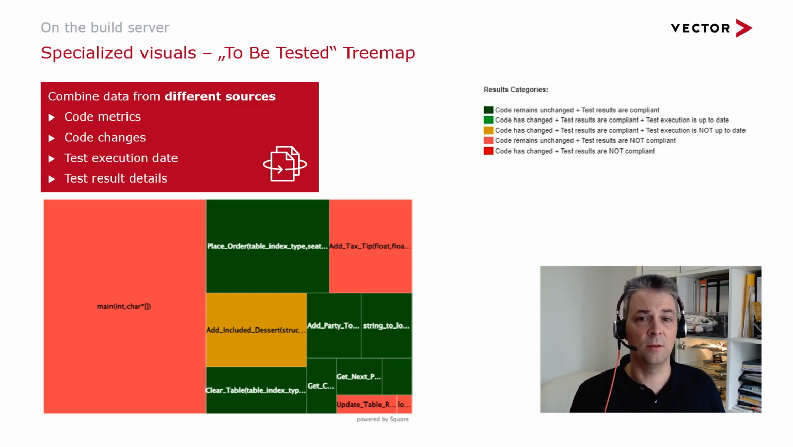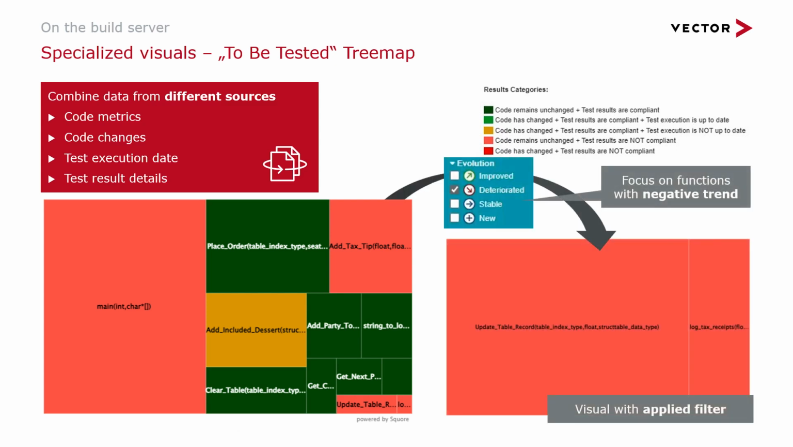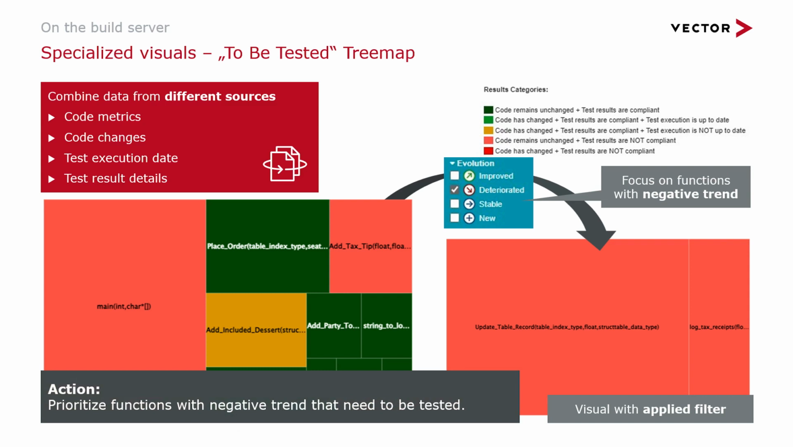And so we can generate what can be called a to-be-tested tree map, and it shows me, with respect to code changes, test execution date, and so on, the functions where I should put more effort into to have them consistently tested. And we also have the possibility to filter these visuals on these servers so that we can, for example, focus on functions with negative trends, meaning functions that have gotten worse over the last builds, the last analysis runs. And then we have these visuals with applied filters that just show us the functions that fulfill our criteria. And so we can here clearly derive the action to prioritize functions with negative trend that need to be tested, so that we avoid further deterioration.